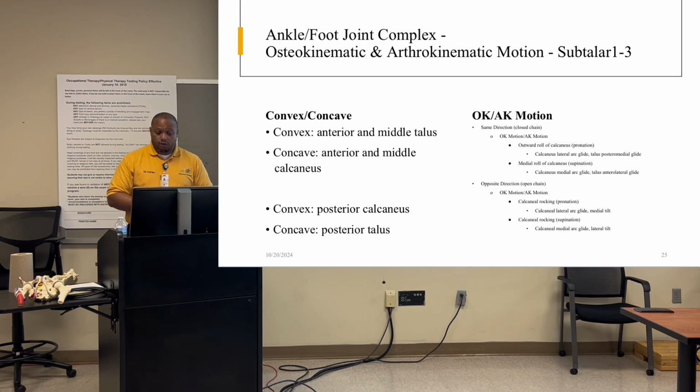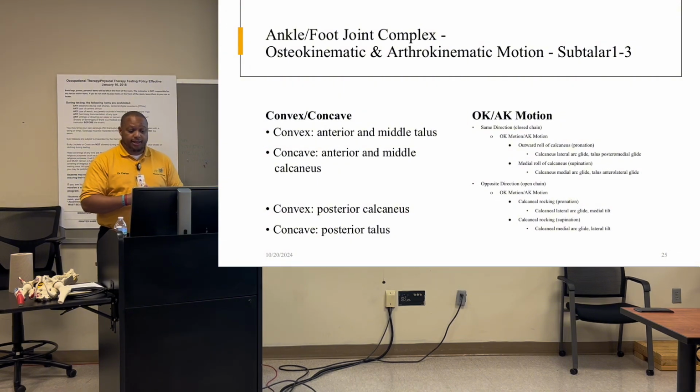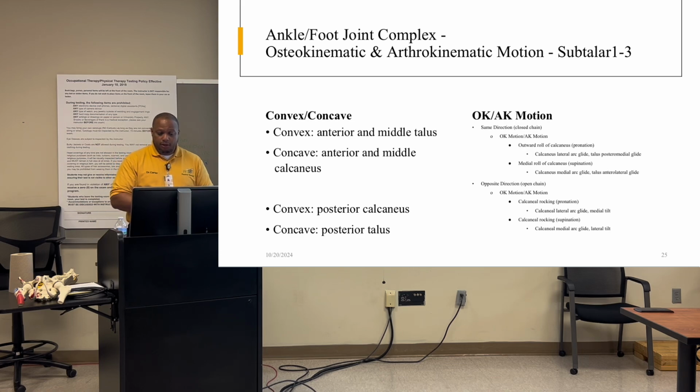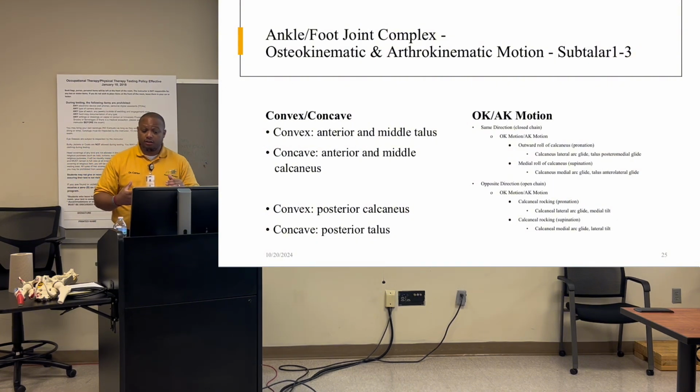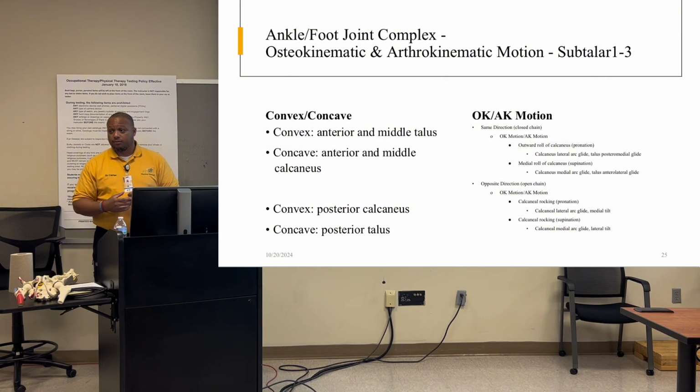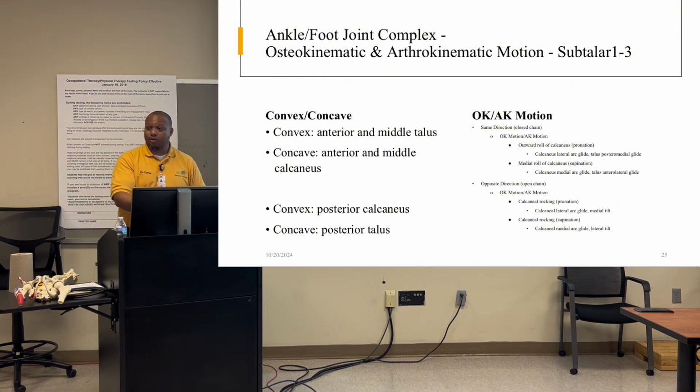Okay? So the posterior calcaneus, going back to the structure, is convex and the posterior talus is concave. So when we are in the closed chain positions, it's going to be the concave portions of the calcaneus moving on the convex portions of the talus. I kind of talked about that earlier in the slide, but I'm delving more into it now.